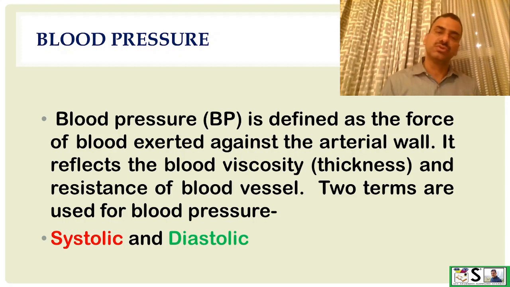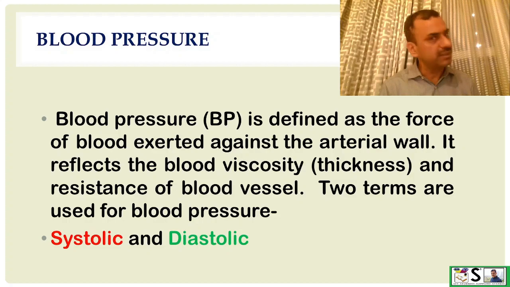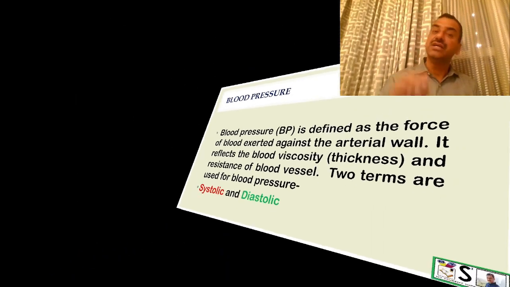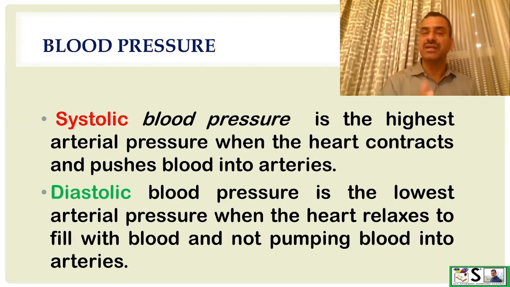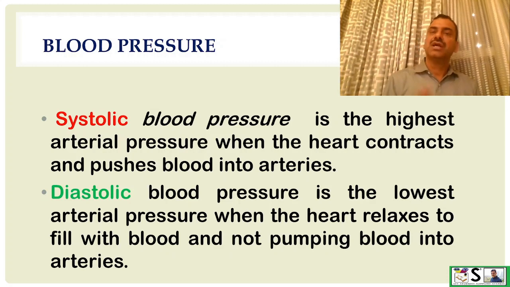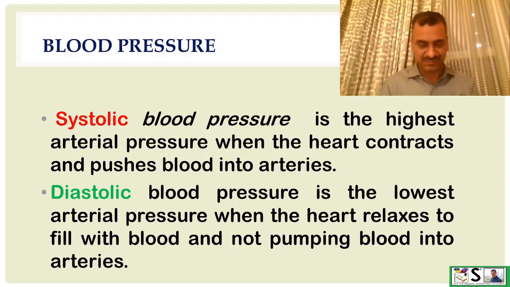Two terms are used to denote blood pressure. These are systolic blood pressure and diastolic blood pressure. So what are these? Systolic blood pressure means the pressure exerted by the blood when the heart contracts. Then this pressure is known as systolic blood pressure. And when the heart relaxes, at the time of relaxation, when minimum pressure is applied on the blood vessel wall, it is known as diastolic blood pressure.